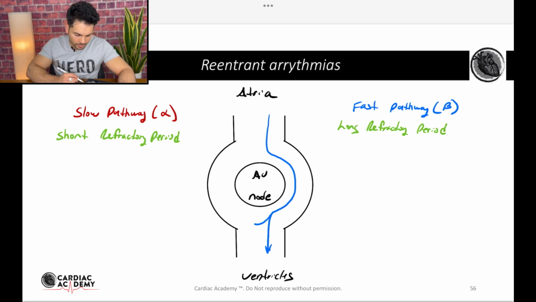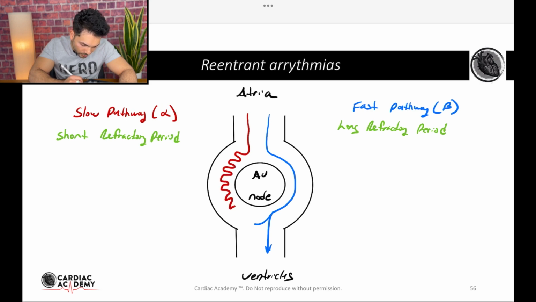Now let's say that for whatever reason, a PAC occurs, a premature atrial contraction. That means that this premature atrial contraction is going to be able to start conducting down the slow pathway. Let's see how that happens. So it starts going down the slow pathway. And because the slow pathway is so slow, while it makes that trip, the fast pathway is going to get out of its refractory period.